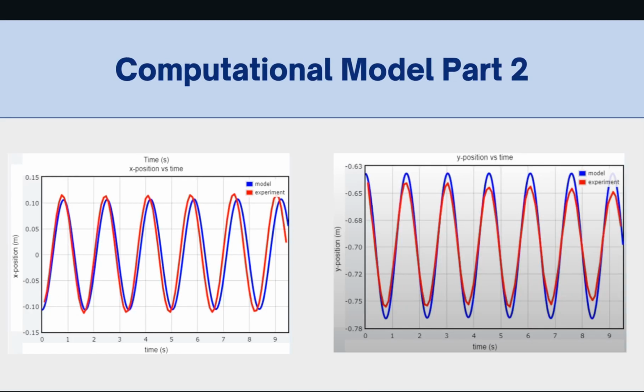This is the x position versus time and the y position versus time. And as you can see, between the experimental data and the model, there are a few discrepancies, which can be accounted for because the system in real life isn't isolated, so there is work done by the surroundings. And also, I could have been inaccurate when placing my center of mass on the Tracker application.